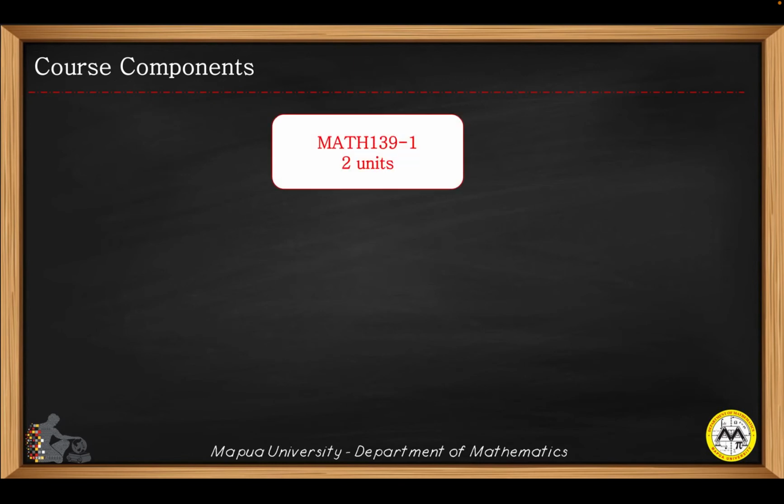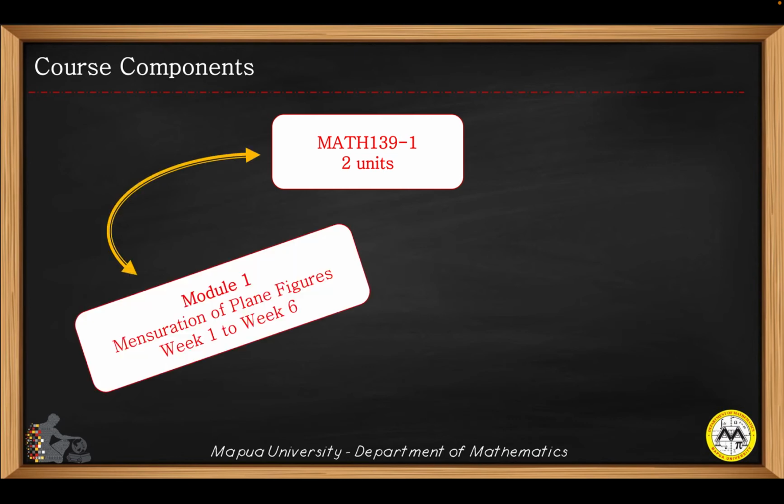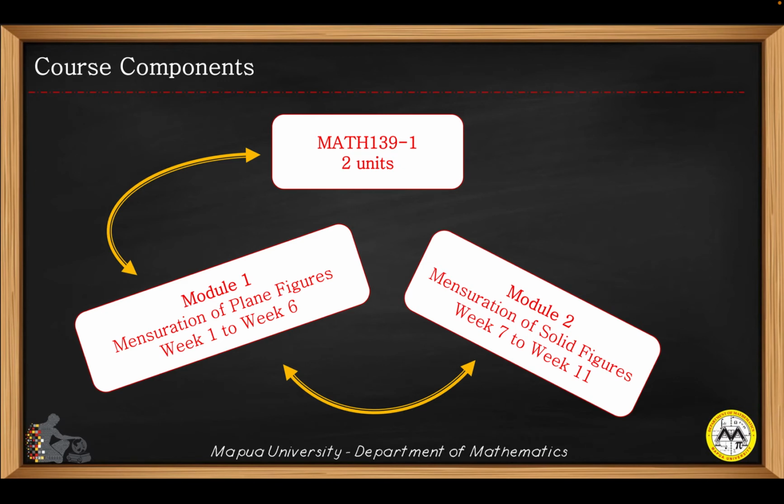Now, Math 139-1 is a 2-unit course, so there will only be 2 modules in this course. We have Module 1, entitled Mensuration of Plane Figures, from week 1 to week 6. And then Module 2, Mensuration of Solid Figures, will start from week 7 and end at week 11.